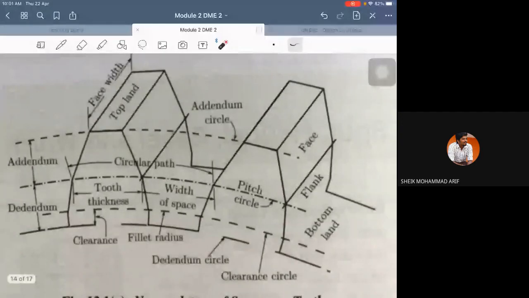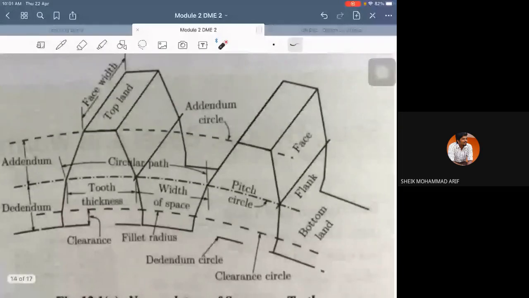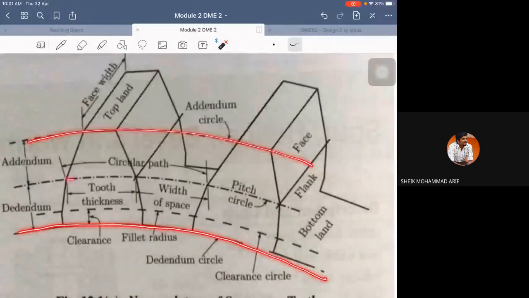What do you mean by addendum, Arif? It's the distance from the pitch circle to the crest. Yes, exactly. So it is the distance between the pitch circle and the addendum circle. Addendum circle is the topmost circle. Dedendum circle is the bottommost circle. So the distance between the addendum circle and the pitch circle is known as addendum. Similarly, the distance between the pitch circle and the dedendum circle is known as dedendum.